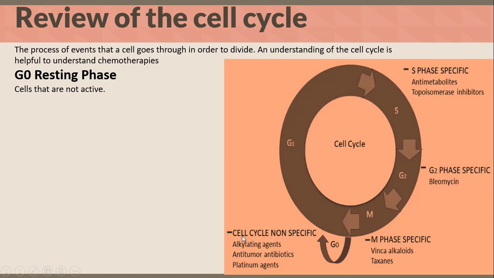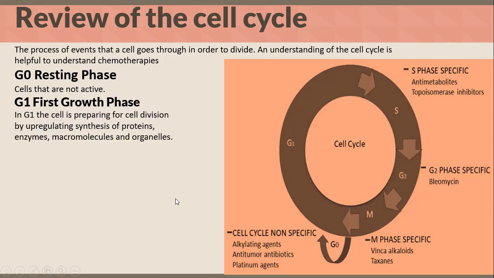As you can see here, the cell cycle starts from the G0 resting phase, where cells are not active. And here, as you can see, cell cycle non-specific drugs work in this stage: alkylating agents, anti-tumor antibiotics, platinum agents. And when it comes to G1, the cell is preparing for cell division by upregulating synthesis of proteins, enzymes, macromolecules, and organelles.